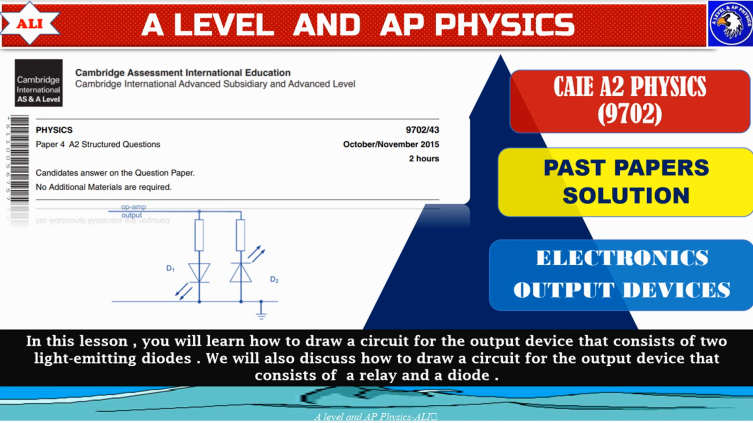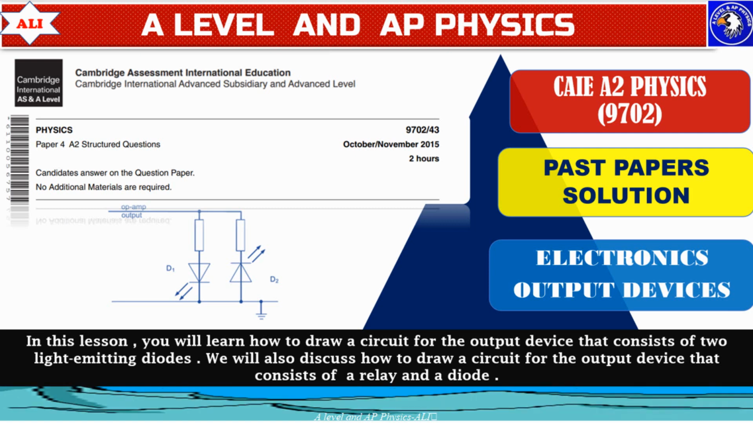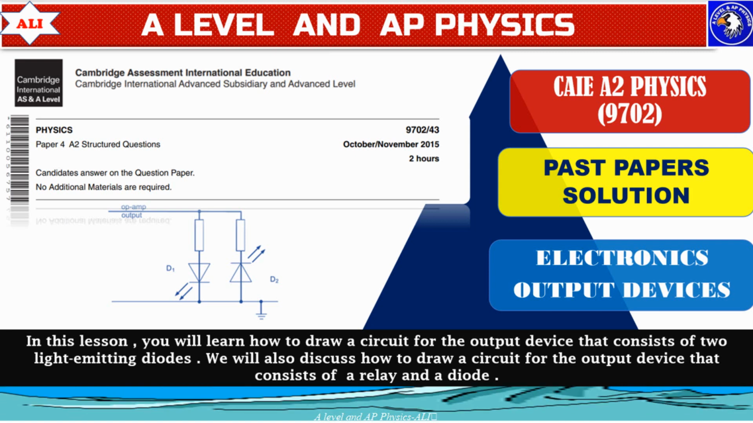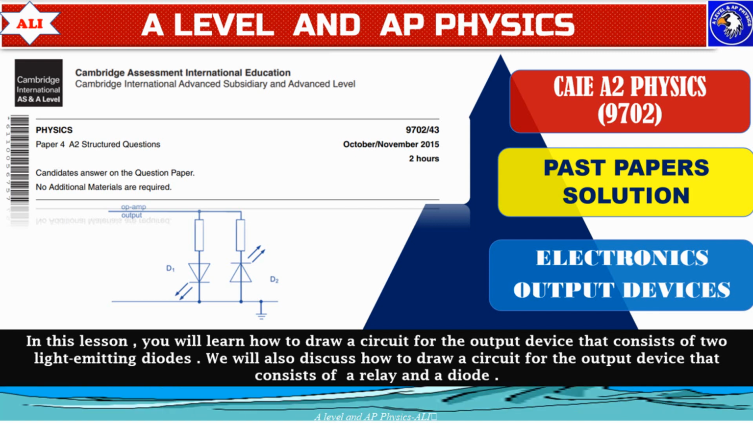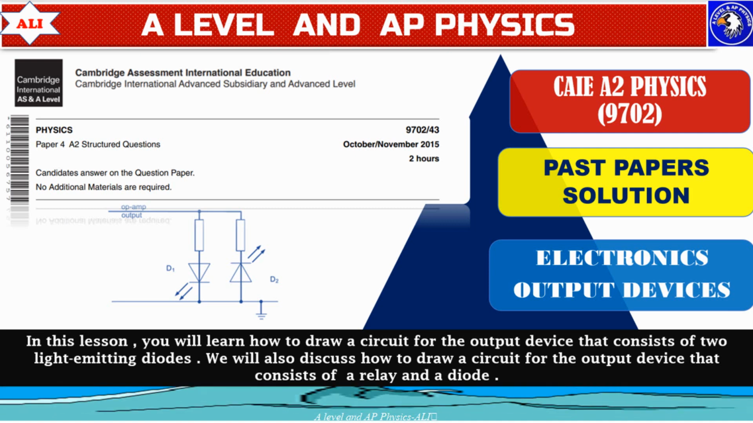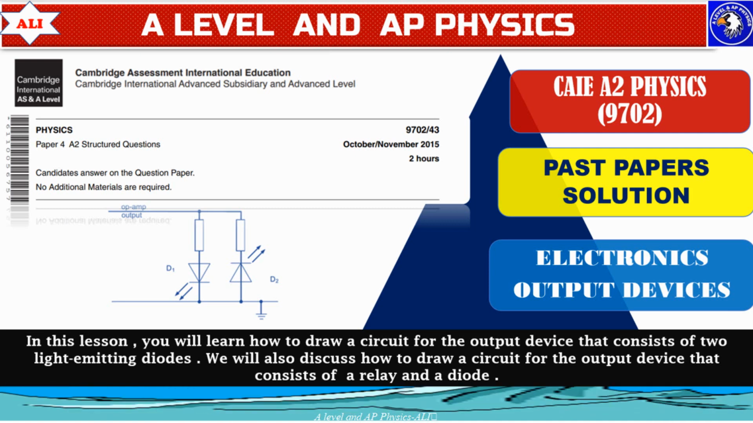In today's class, we will talk about the electronics chapter from Cambridge A2 Physics. In this lesson, I'll explain how to draw circuits for output devices such as light emitting diodes, or simply LEDs, and relays, with the help of past paper questions.